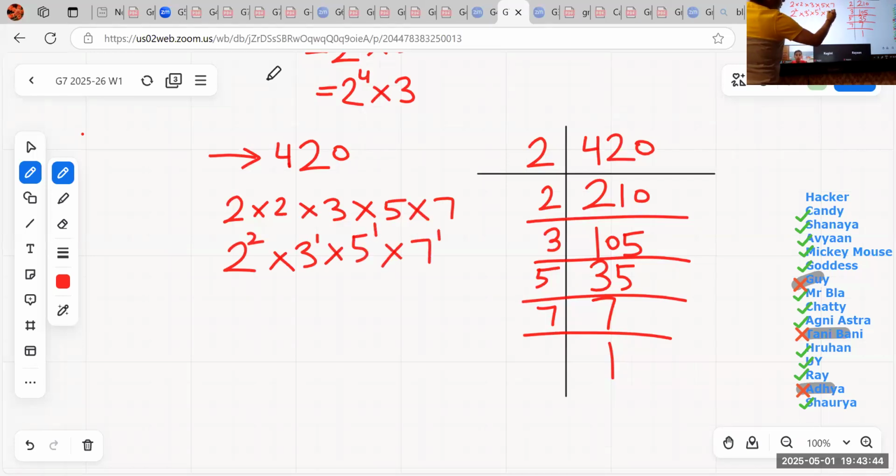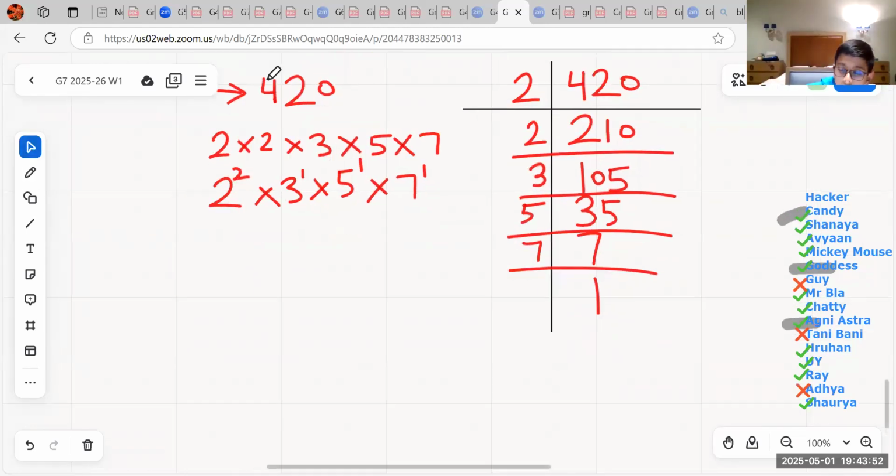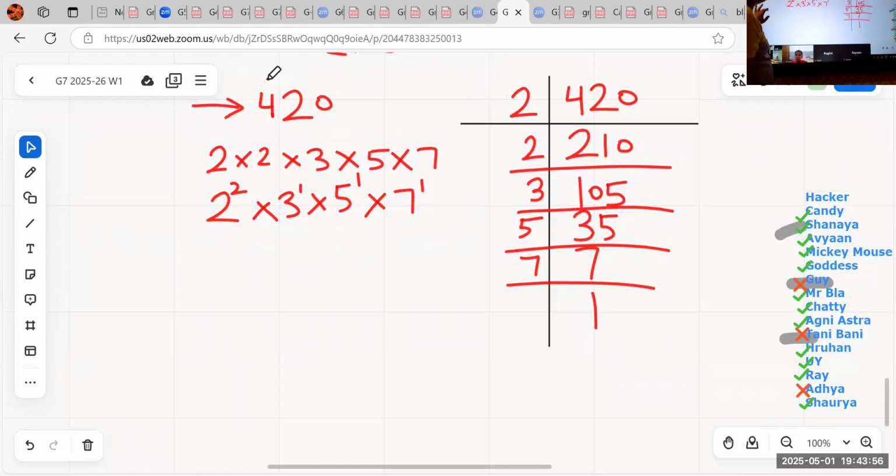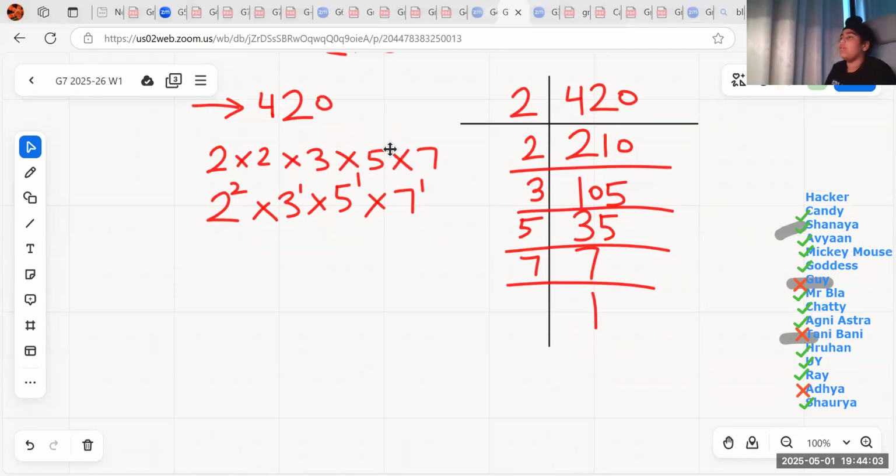Do we have to write the powers of one? You can write it because we are doing exponents, but 3 to the power 1 doesn't make much of a difference. Sai, Tani, Bani, Adya, understood? Yes, sir. I did 420 and I put 5 there, not 2. So I started with 5. Okay.